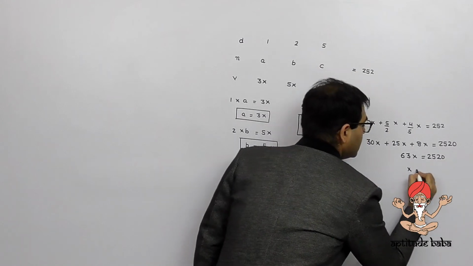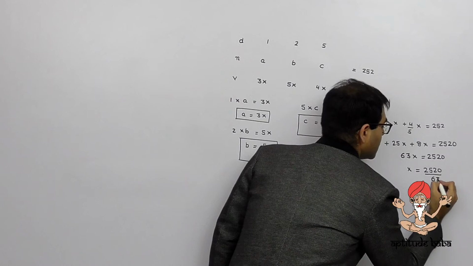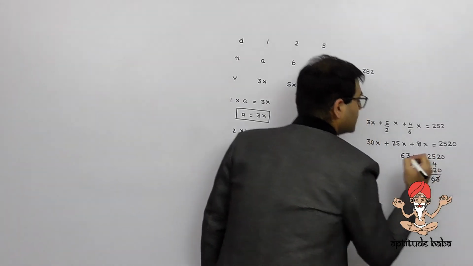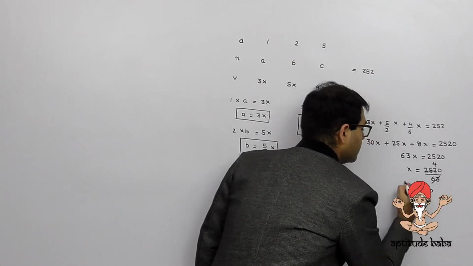Let's cancel this. x is 2520 by 63. Now 63 times 4 gets you 252. So the value of x that I am getting is 40.